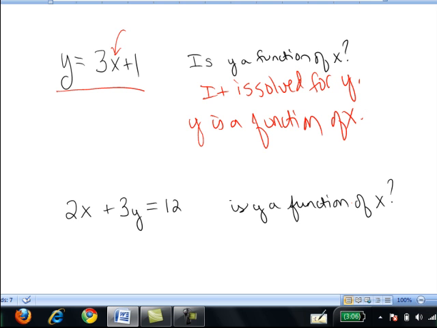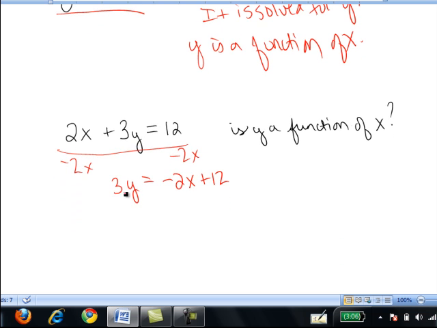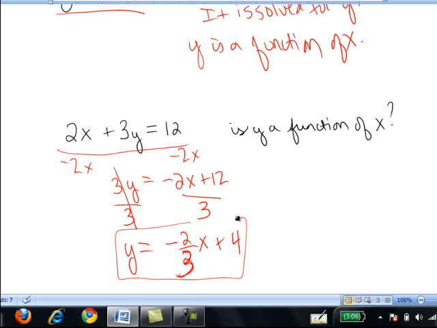In the second example, the formula is not solved for y, but I certainly can solve it for y. I can take this formula, subtract 2x on both sides, so that I have 3y equals negative 2x plus 12. Divide both sides by 3 in order to get y alone. And now I have y equals negative 2/3 x plus 12 over 3, which is 4. So now I've rewritten the equation so that I have solved for y.